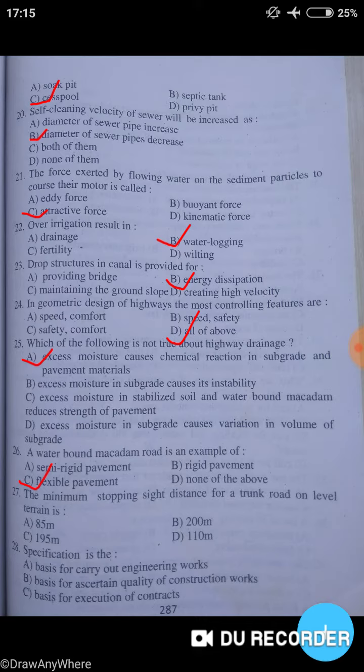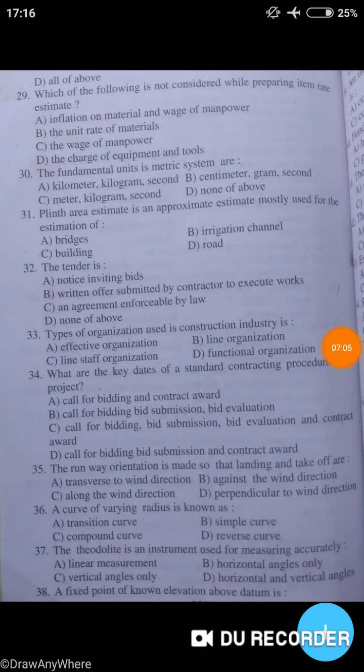The minimum stopping sight distance of a trunk road on level terrain is 200. Specification is the... answer D. Which of the following is not considered while preparing the item rate estimate?